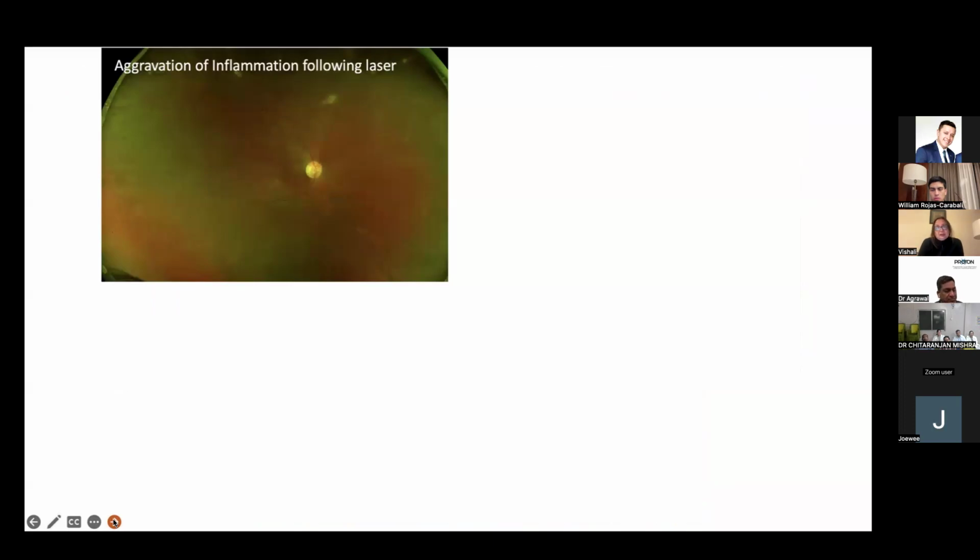Something else I would also mention, that many a times in patients of uveitis, we do laser, we do cryo, we do so many things. There is worsening of inflammation, but that worsening may be happening in the periphery. And I think it's very important to be very careful before doing any intervention. I'll show you an example.